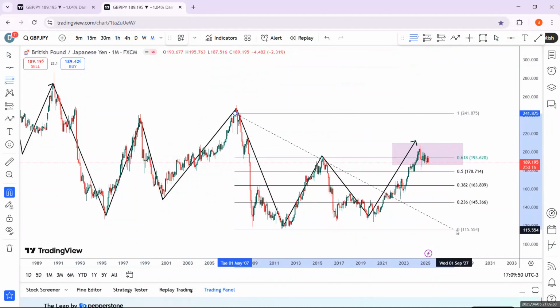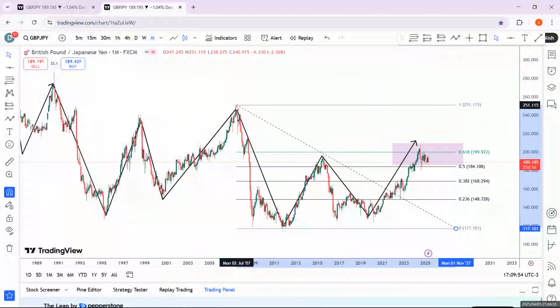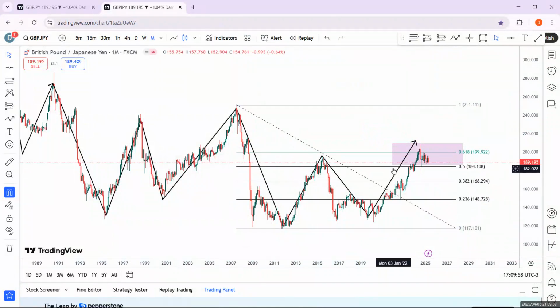Let's bring the Fibonacci from the high to the low. Let's make it pinpoint. You all know how to use the Fibonacci by now, from the high to the low. So we have seen clearly that price is currently trading around the 61.8. And what are we going to be expecting?